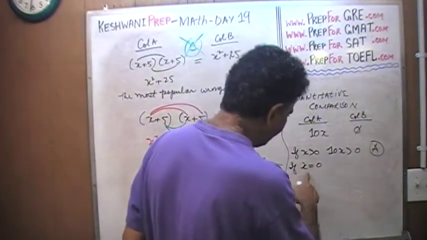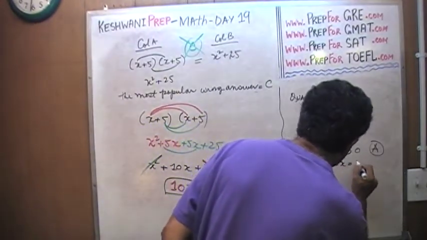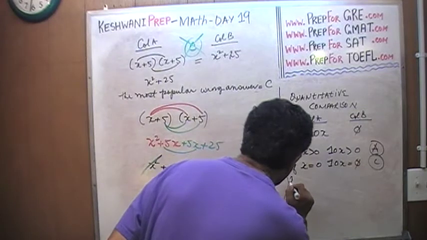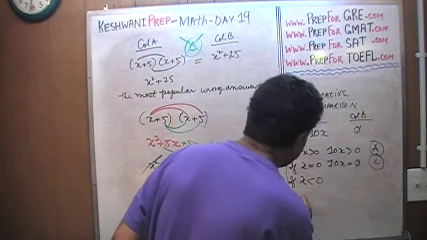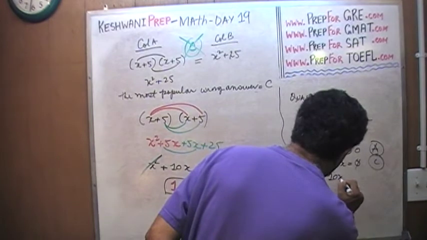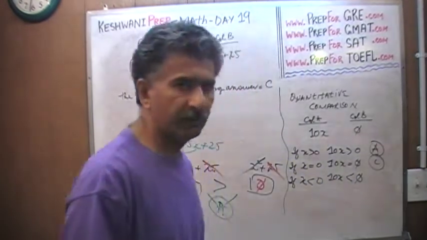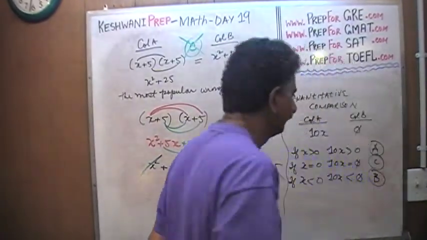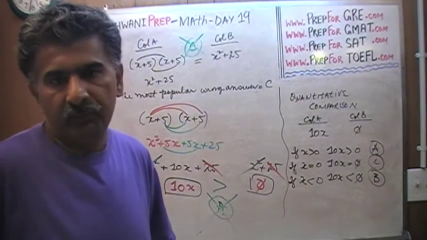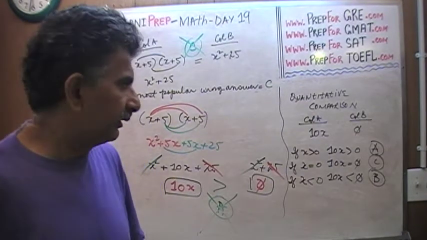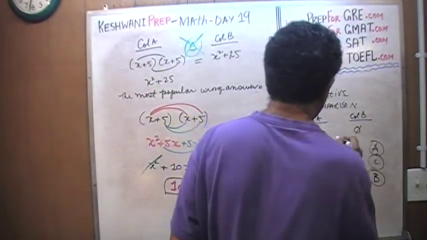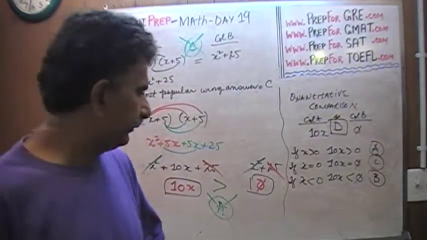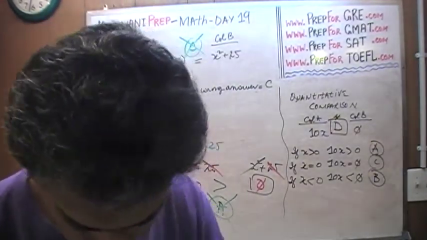If x happens to be 0, then 10x is going to be equal to 0, in which case the answer would have been C. If x happens to be negative, then 10 times some negative number is going to be less than 0. 10 times negative 4 is less than 0, in which case the answer would have been B. As you can see, it depends on what x is, and since we know nothing about x, we cannot tell which quantity is bigger, and therefore the correct answer for this problem is D. D means it cannot be determined. And that was it. It cannot be determined is the right answer.